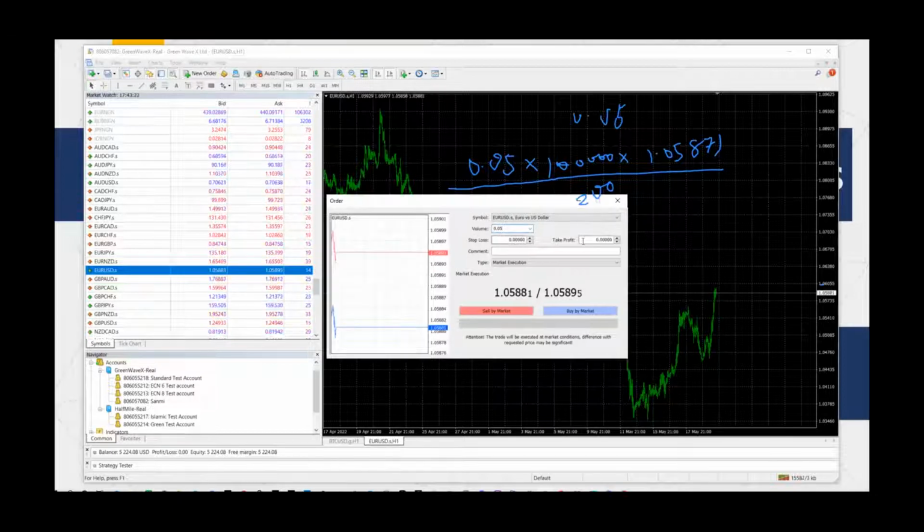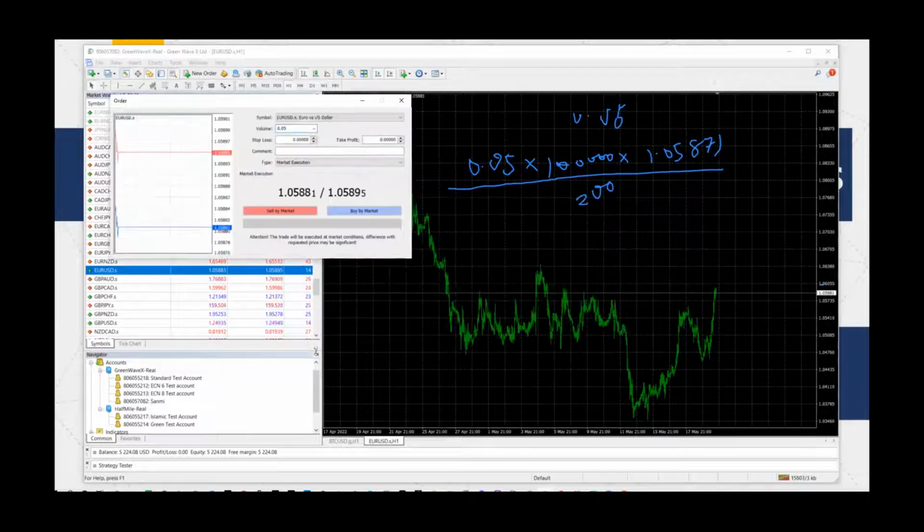And it's asking me for all this. We're going to talk about these later. What we want to check now is just the margin. So you look down here. What we currently have as our free margin is 5224.08, which is the same thing we have for everything here.